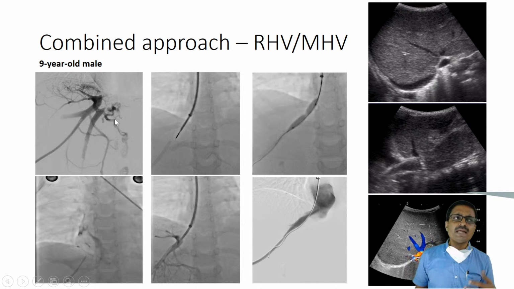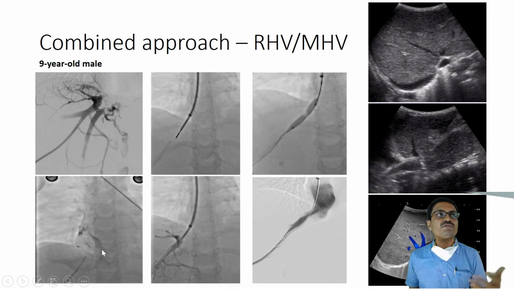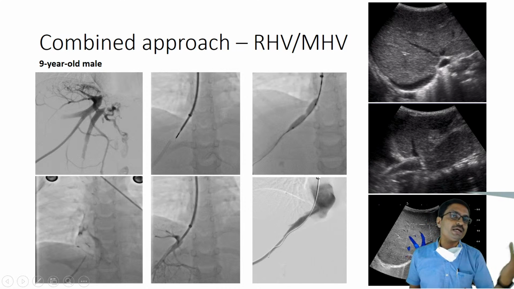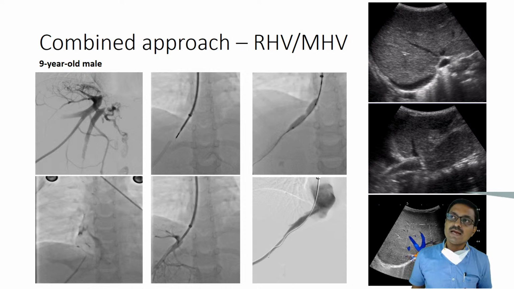Then sometimes you might have to do a combined approach. In this case, again, we went transhepatically for the middle hepatic vein, and there was complete occlusion. But as we continued to poke, we can see contrast leaking into the pericardial cavity. So once a false track forms, it becomes very difficult for us because the wire keeps on going into that false track. So we had to change our approach.